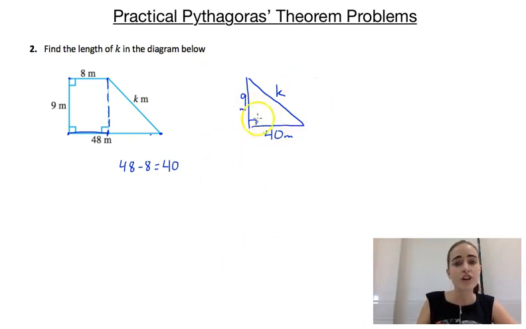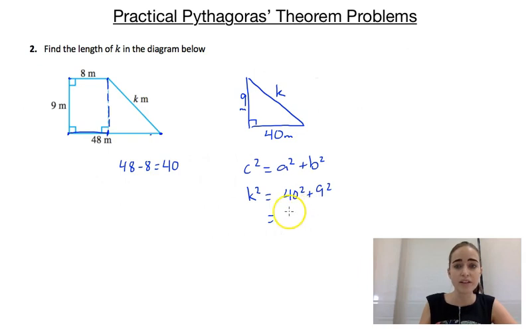So then we've got our triangle with our measurements on it, and we can find K using Pythagoras' theorem. So we know Pythagoras' theorem is c squared equals a squared plus b squared. And we are finding the hypotenuse. So in this one, we're going to have k squared is equal to 40 squared plus 9 squared, which we can then put in our calculator. So 40 squared plus 9 squared would give us 1,681. And then to find k, we're going to take the square root of that number, which would give us a really nice whole number, 41.